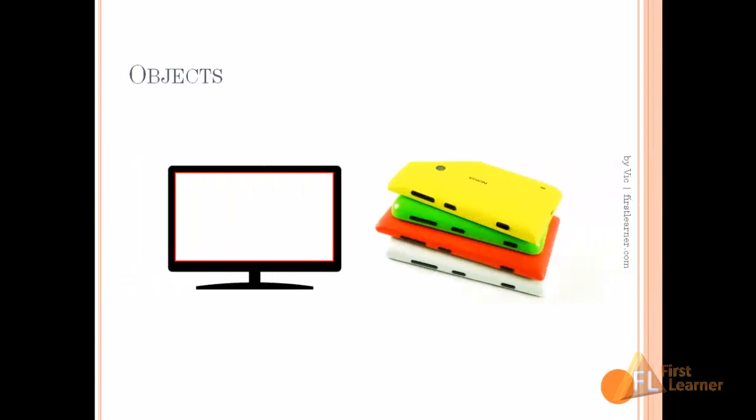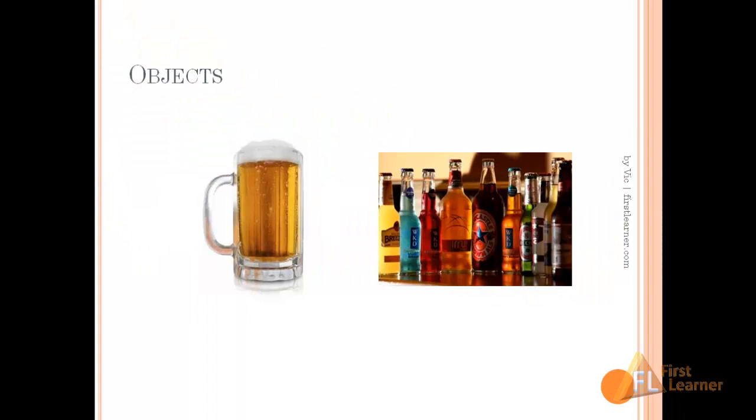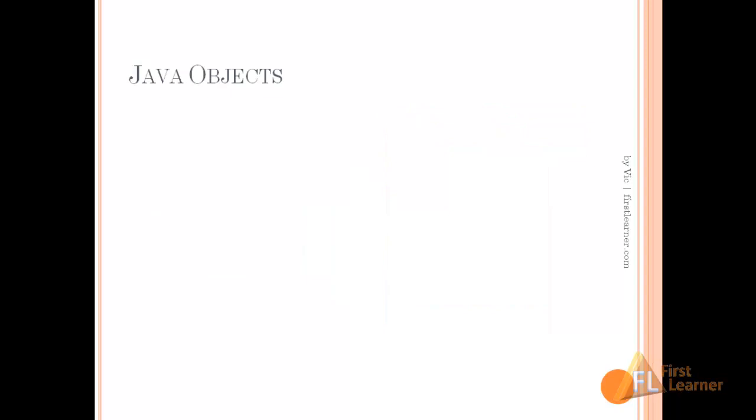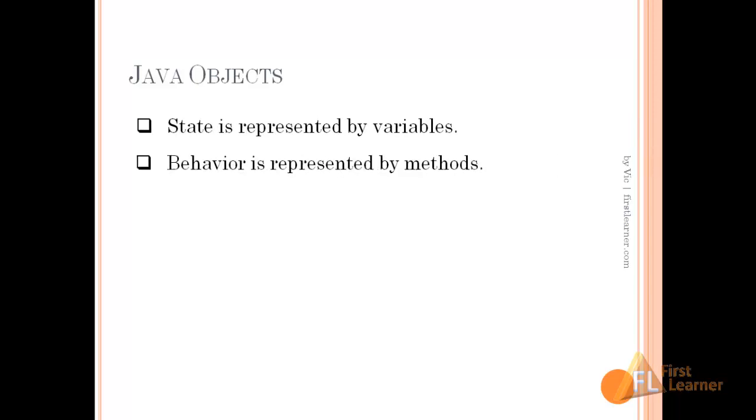Objects in general can be anything, like TV and mobile phones are objects of electronic devices, beer an object of alcohol, and ice cream an object of desserts. What this means is an object is an instance of a more general class. Just like in the real world, Java can also have many different objects. So, a Java object has state and behavior associated with it. The state is represented by variables and the behavior is represented by methods.